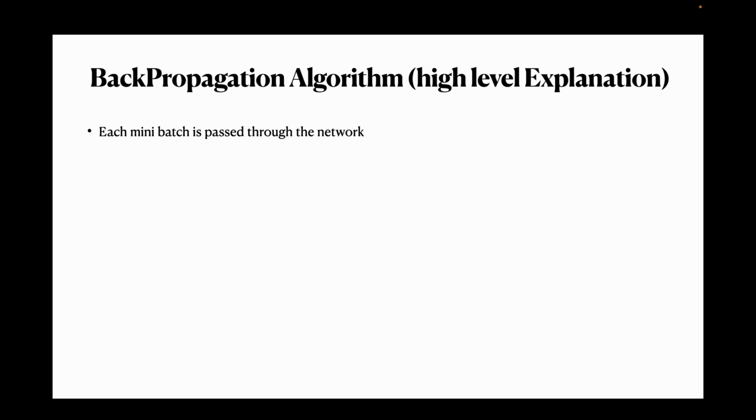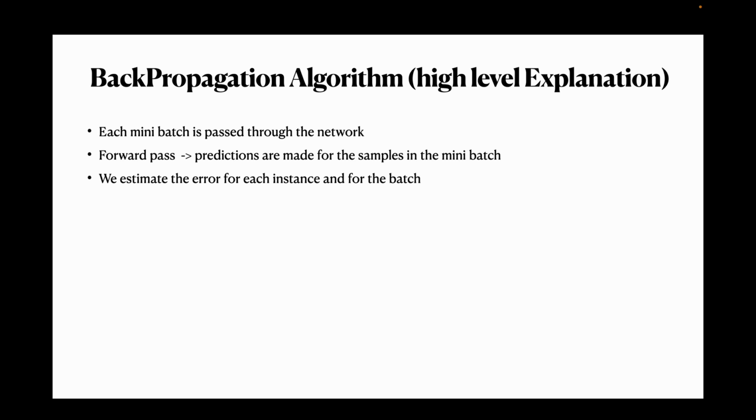What we did was, each mini batch is passed through the network. In the example we worked on, there was only one observation passing through the network, and then we were measuring the error. But generally, you pass the entire mini batch and make predictions about every single observation in that batch and compute the error. When the predictions are made, this is called a forward pass.